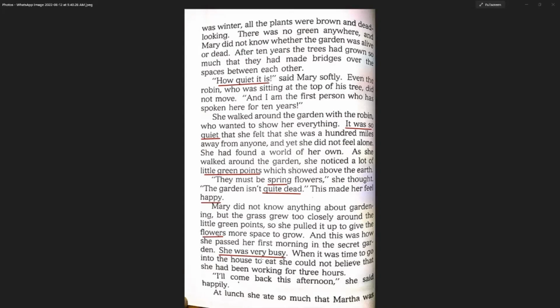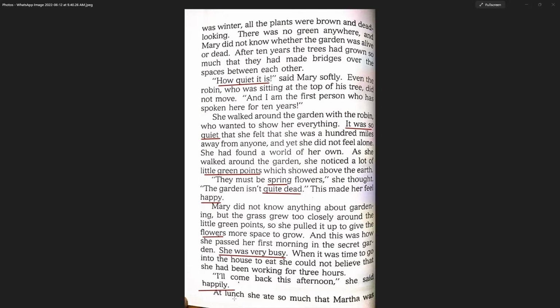When it was time to go into the house to eat, she could not believe that she had been working for 3 hours, right? So she was weeding, she pulled away the unwanted plants because she wanted the flowers to grow more spaciously. I'll come back this afternoon, she said happily. Underline happily.